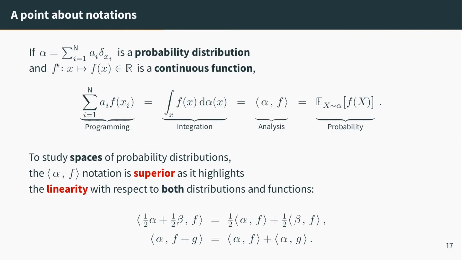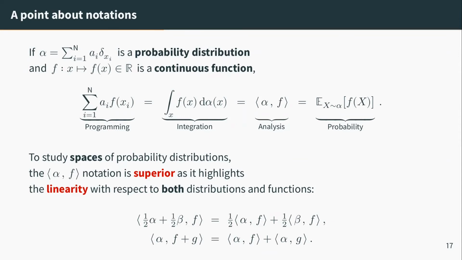So here I say that alpha is a weighted sum of Dirac masses. So it's a sum for i that goes from 1 to n of a_i delta x_i. And I consider f, just a continuous function on the sample space where the x live. And then to define the integral of f with respect to alpha, I have at least 4 different notations. The first one is the one that you would find in engineering or programming papers. Just write it as a sum. Okay, you write the sum for i that goes from 1 to n of a_i f of x_i.